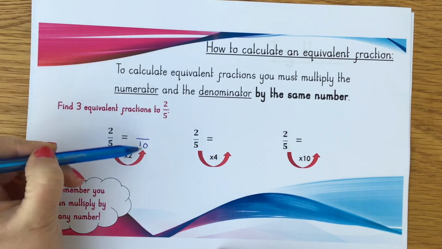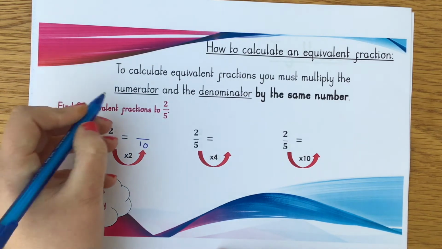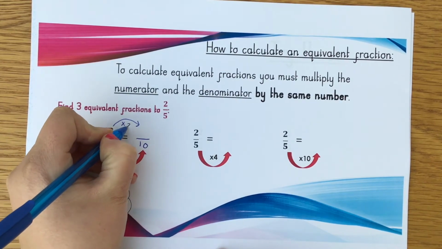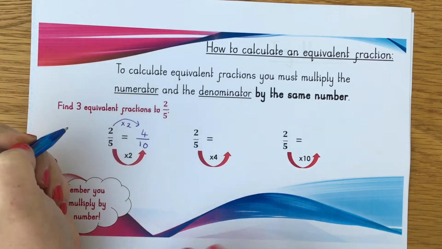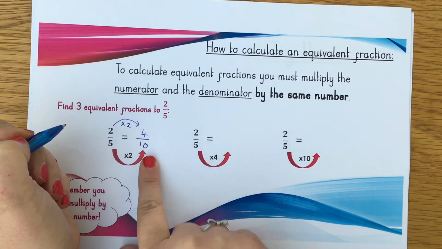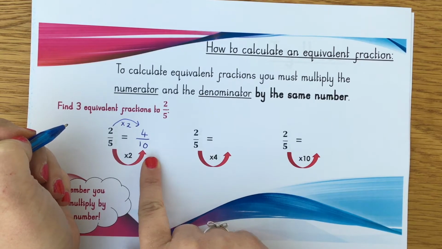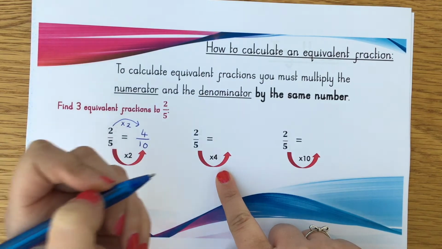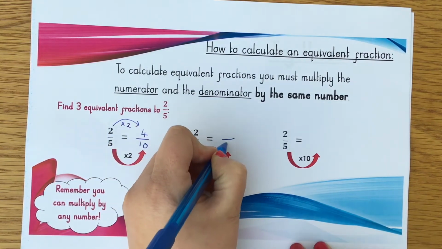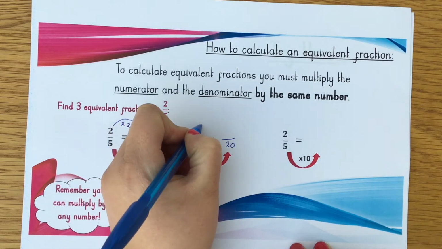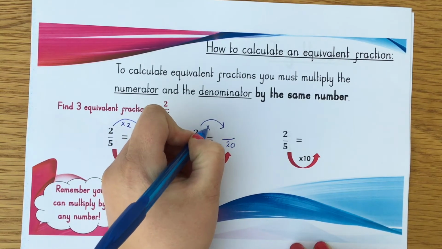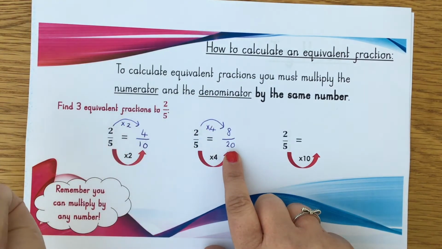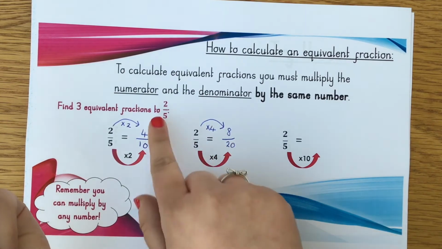Now whatever I've done to the bottom here, I've got to do to the top. So 2, my multiplier is 2, times 2, which is 4. So 2/5 is equivalent to 4/10. Let's try another one. 2/5, my multiplier now is 4. So 5 multiplied by 4 is 20. And I've got to do the same to the numerator as I've done to the denominator. 2 times 4 is 8. So 8/20 are also equivalent to 2/5.